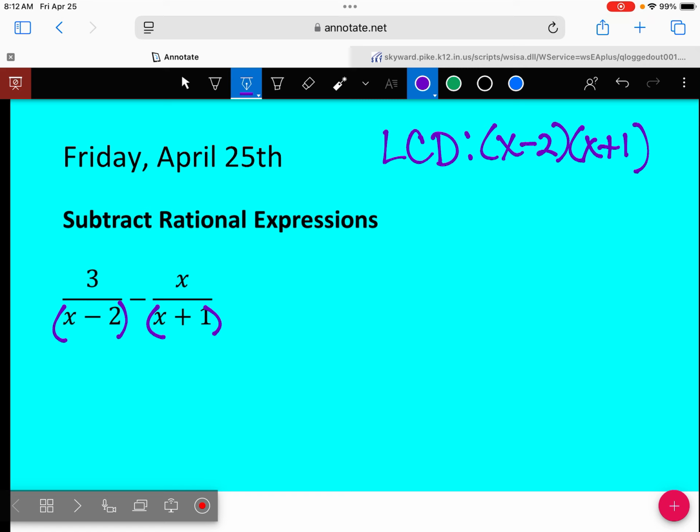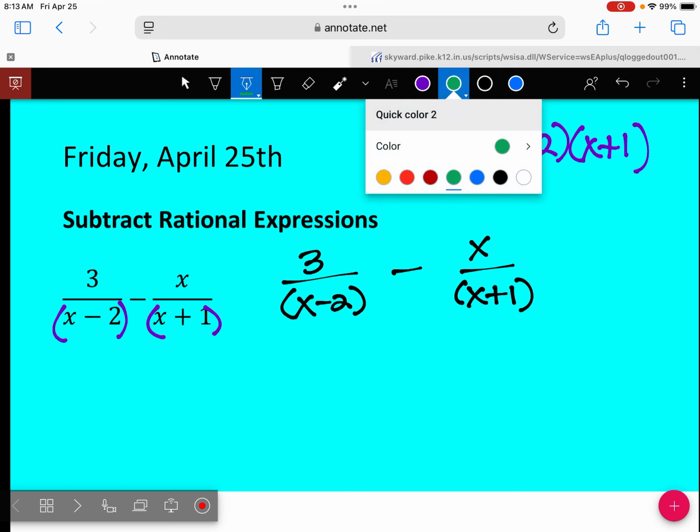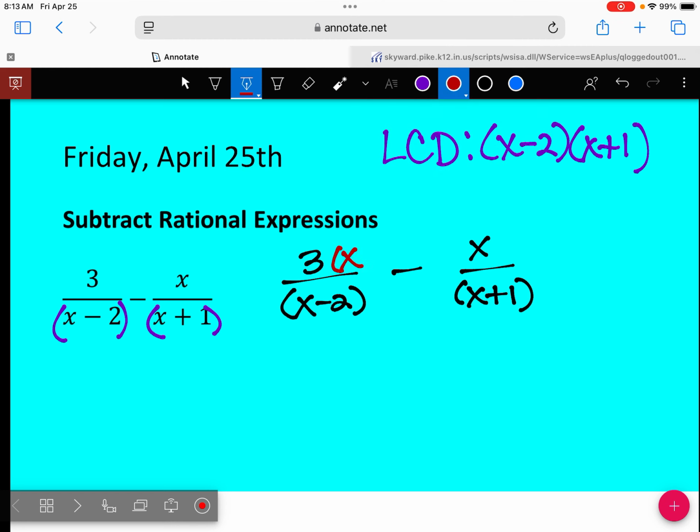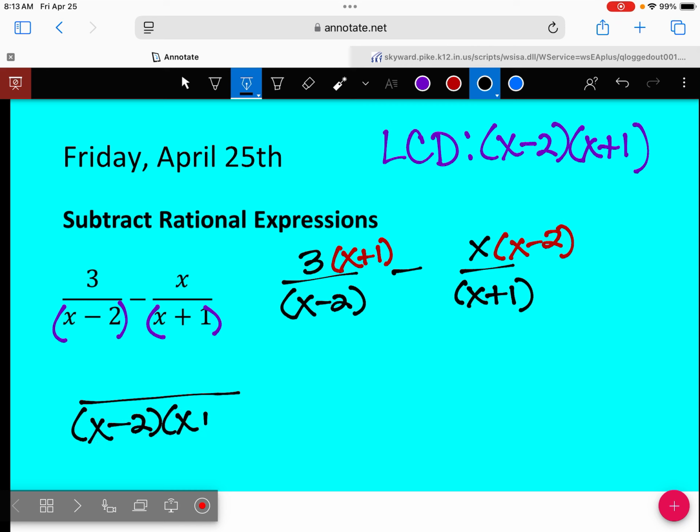So what that means is I'm going to take my first fraction. Let me go ahead and rewrite it and give myself a little bit of space. In order to get my common denominator, I have to multiply the first fraction by what it's missing, which is x plus 1, and the second fraction by x minus 2. So now we're ready to make our fraction. This is my denominator. And we just go straight across.